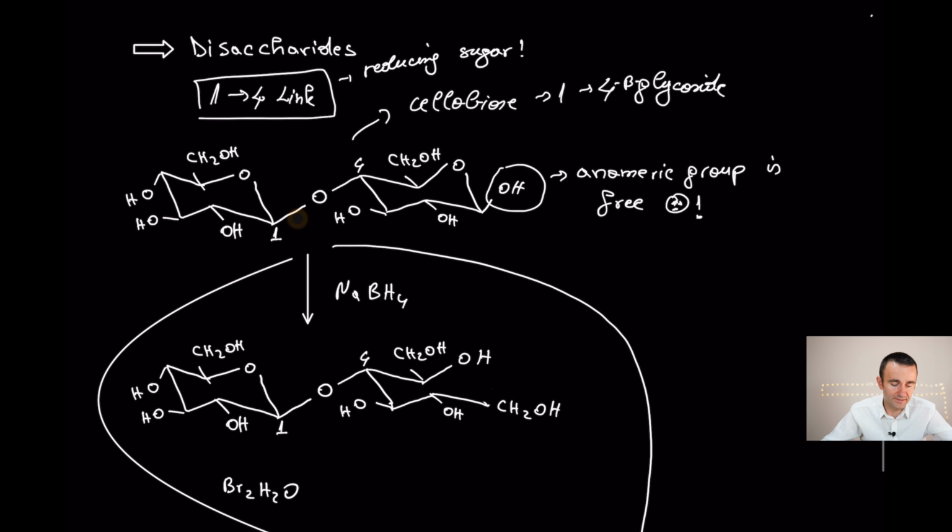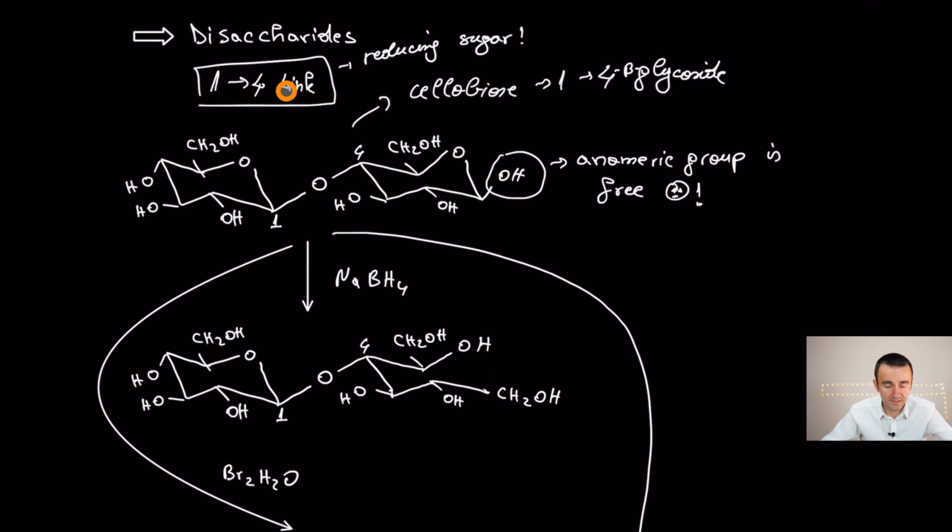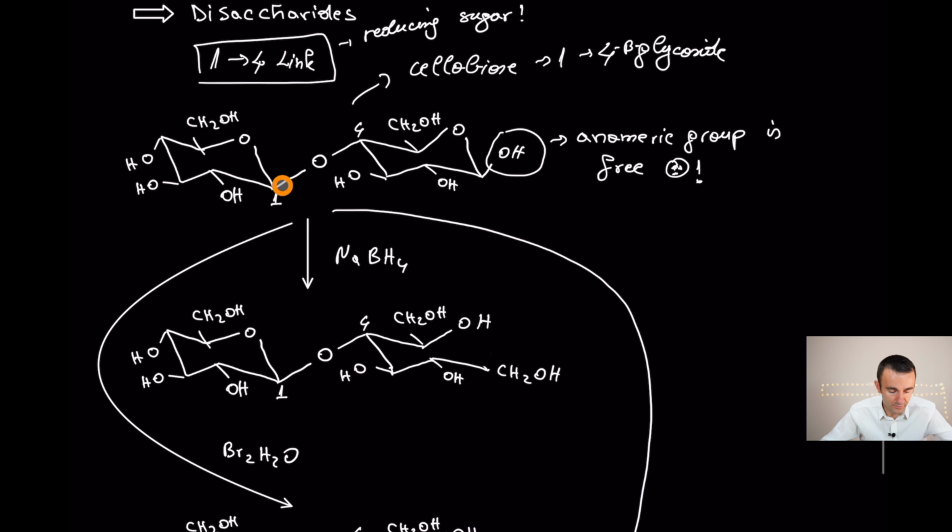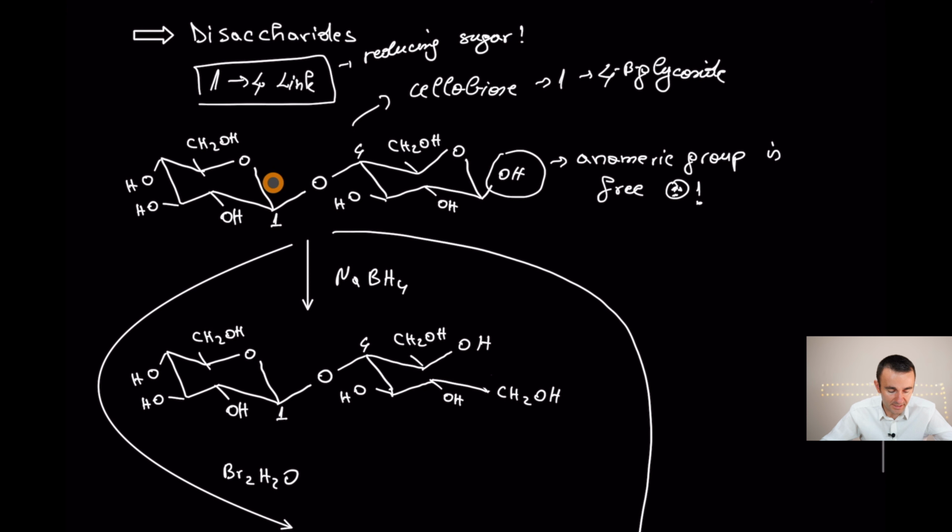Let's move further. Disaccharides. We have 1,4 linkage that mostly are reducing sugars. For example, cellobiose, 1,4 beta glucoside. If it's 1,4 linked, it's a reducing sugar. Why? Because the anomeric OH is free to react or to be reduced, right? So it blocks, for example, in this case, the beta hydroxy here, but it does not block this one here.